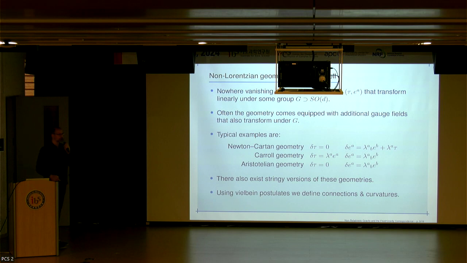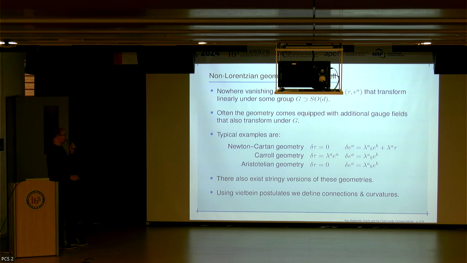And we will assume that there are spatial rotations. So there is some SO(d) subgroup that just transforms the e's among themselves, the rotations. So that is essentially, in a nutshell, what we mean by non-Lorentzian geometry. Typically, almost always, this is not the end of the story.